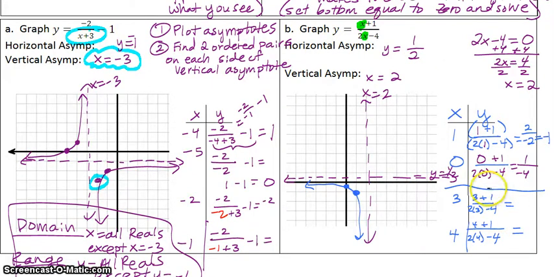I'm going to go ahead and do the top and bottom separately. 3 plus 1 is 4. 2 times 3 is 6. 6 minus 4 is 2. So it's going to be 3 comma 2.